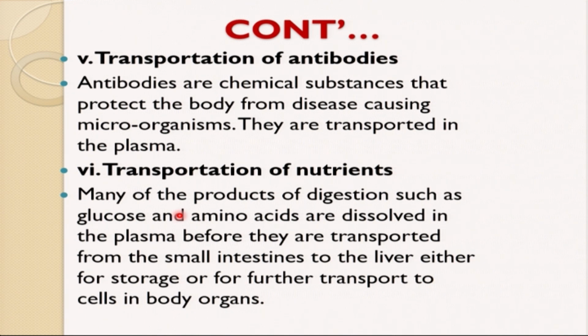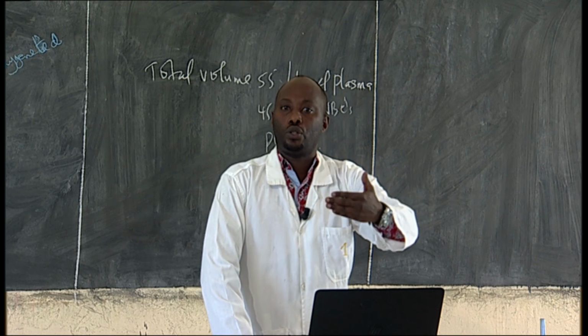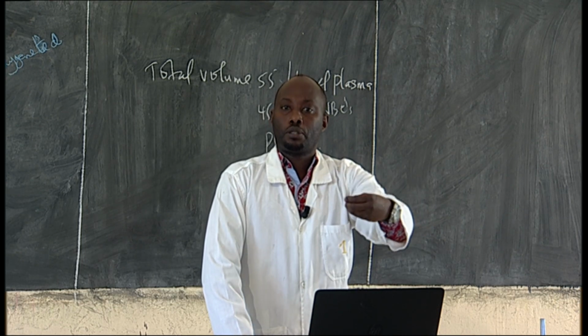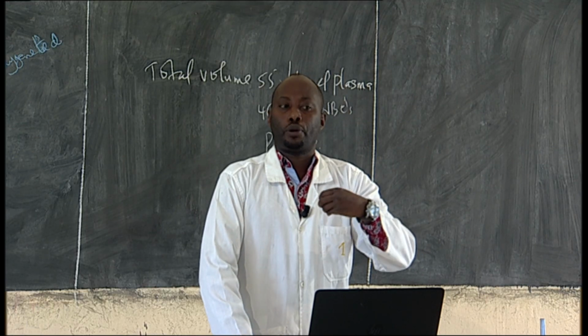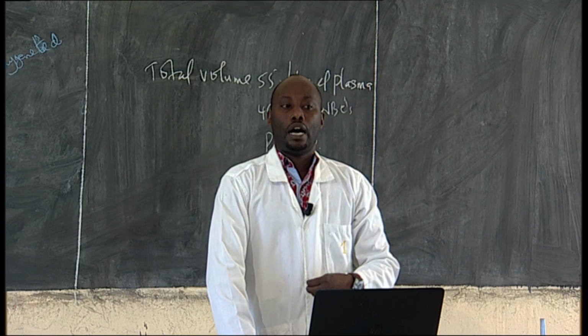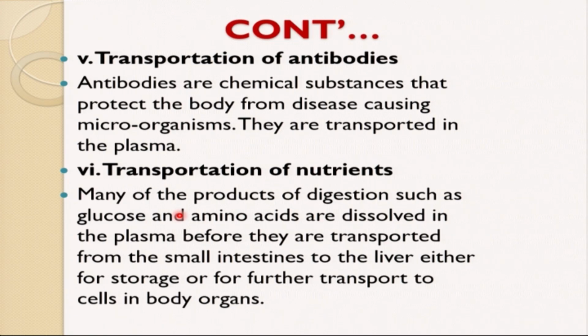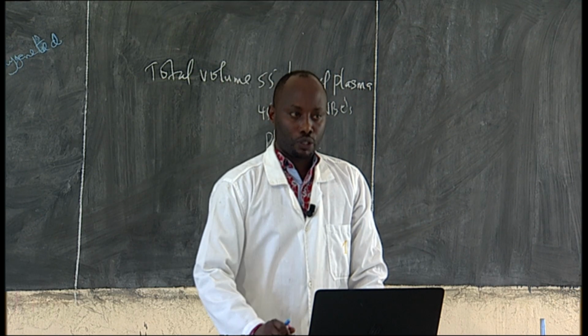Transport of nutrients, which is number 6. Many of the products of digestion, once the food has been digested and broken down, have to be distributed to different body cells so that they can use them to survive. So many of the products of digestion, such as glucose and amino acids, are dissolved in plasma before they are transported from the small intestine to the liver, either for storage or for further transport to the cells of body organs. That one is also helped by the blood plasma.